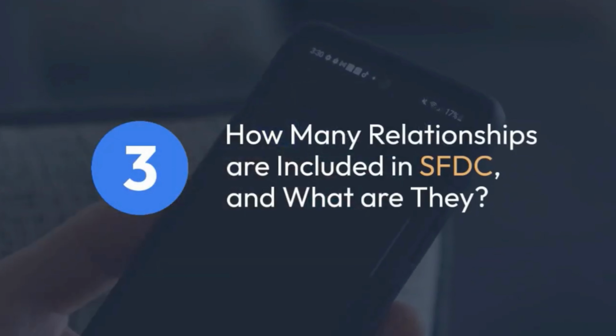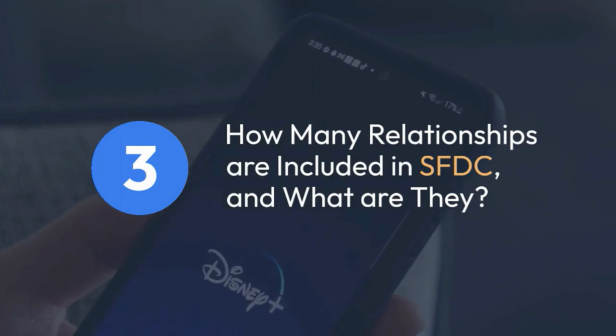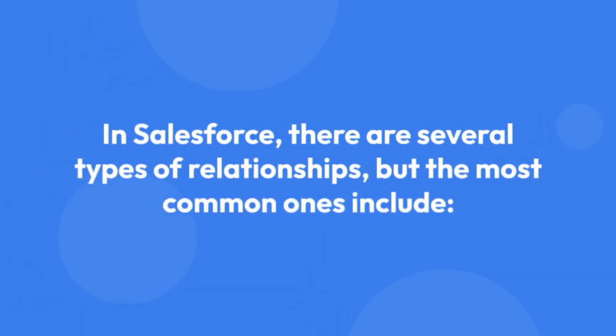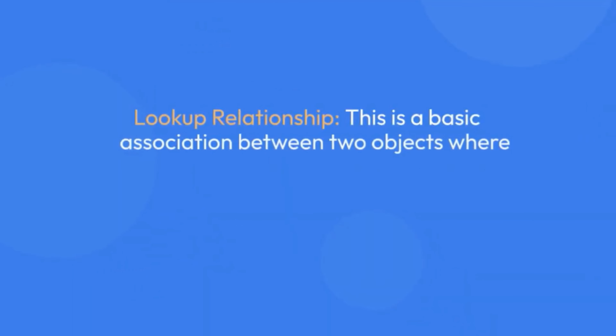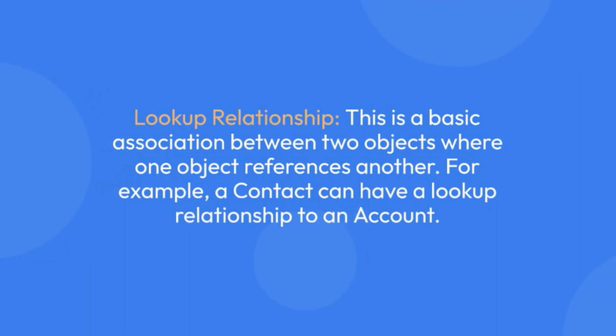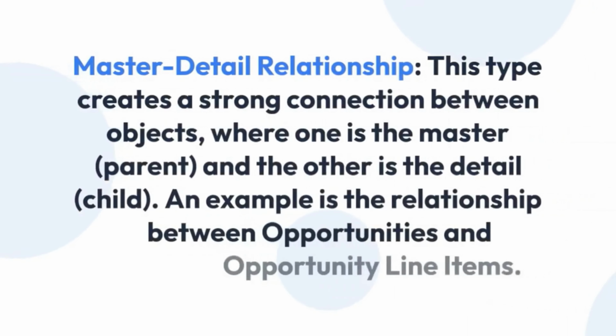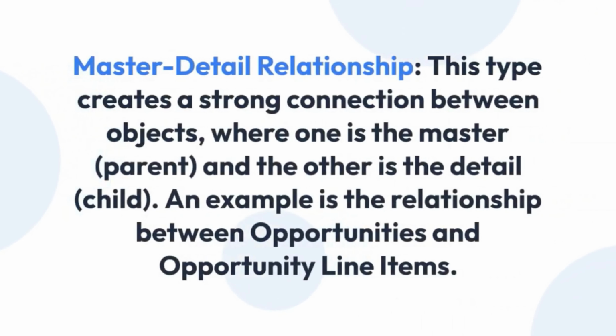3. How many relationships are included in SFDC and what are they? In Salesforce, there are several types of relationships, but the most common ones include the Lookup relationship. This is a basic association between two objects where one object references another. For example, a contact can have a lookup relationship to an account. Master-detail relationship. This type creates a strong connection between objects, where one is the master, the parent, and the other is the detail, the child. An example is the relationship between opportunities and opportunity line items.